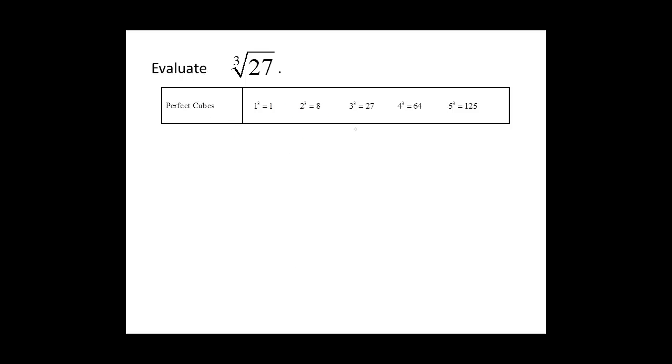As you can see, 3 cubed is equal to 27. When we ask ourselves the question, what number cubed is 27? The answer is 3. So, the cube root of 27 is equal to 3.